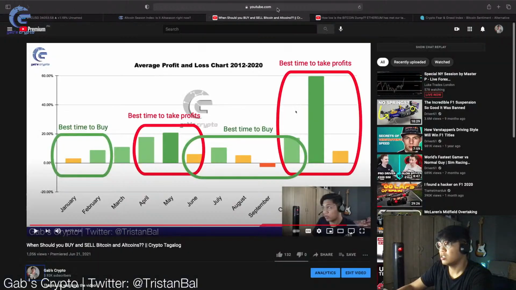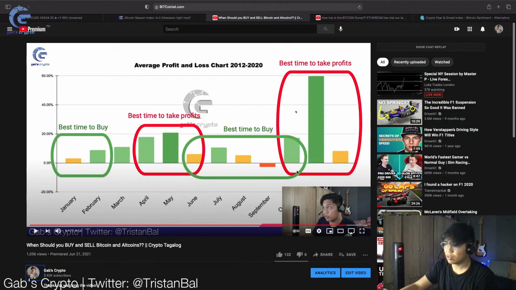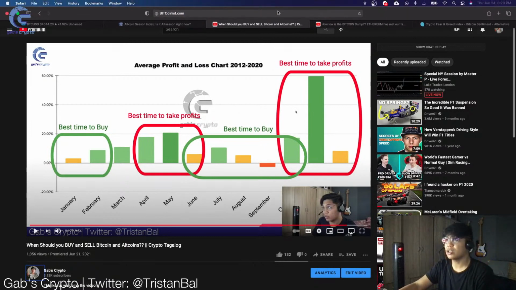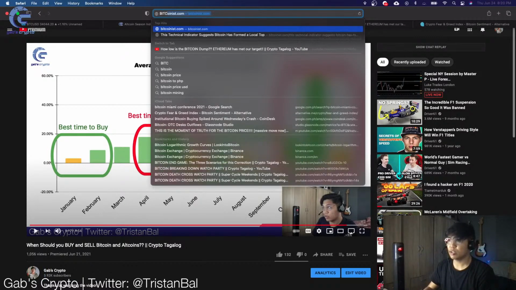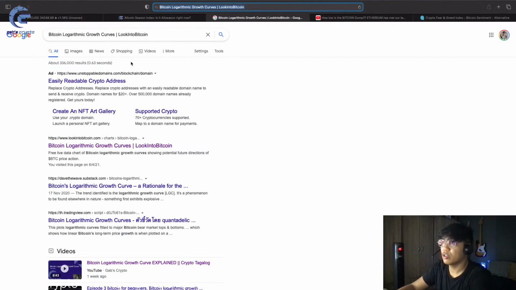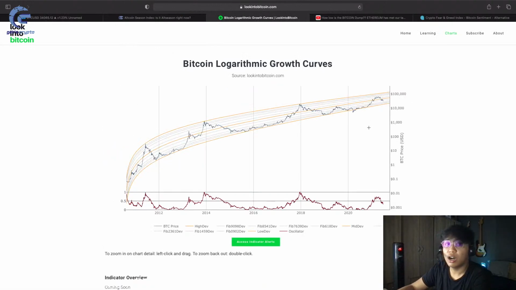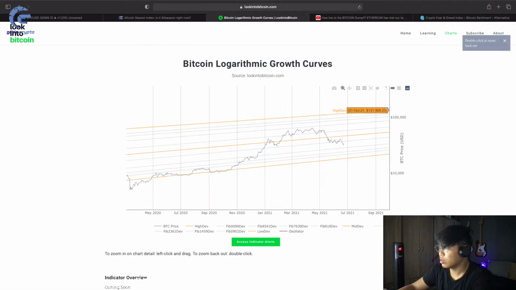And kung titingnan natin si Bitcoin logarithmic chart, so ito tingnan nyo guys, October to November usually ang market cycle top. So let's look at the Bitcoin logarithmic chart. So this is the Bitcoin logarithmic chart. Makita mo na yung ating growth curve is currently indicating a 130k Bitcoin not far from this market cycle. Ayan o, 130k Bitcoin na yung ating maximum market cycle top.